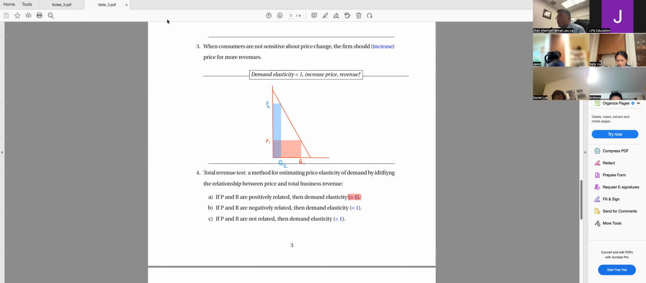Or if we do this, we label this one A, the overlap part B, and this one C. So when you set P equal to P1, the total business revenue equals B plus C. If you increase your price to P2, the area is A plus B. So if you increase your price, you will lose part C, but you will get additional A. And you can tell A should be greater than C. So this time the total revenue can be increased.